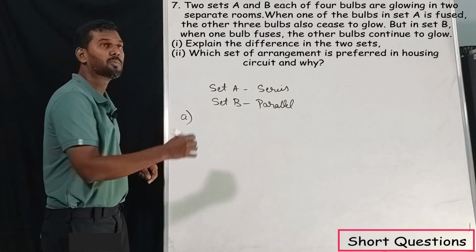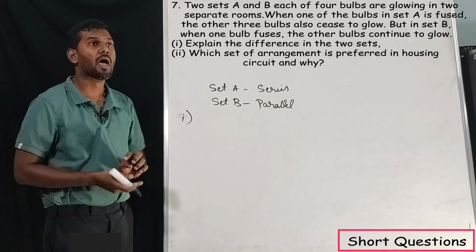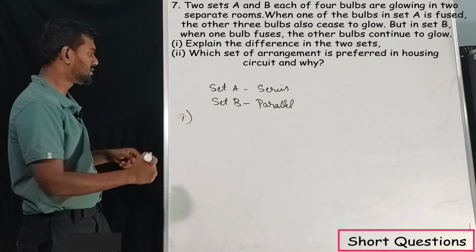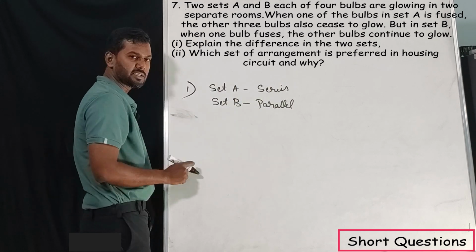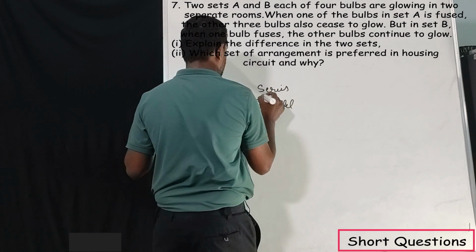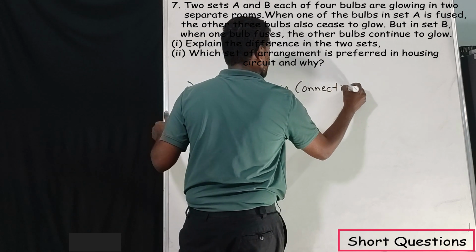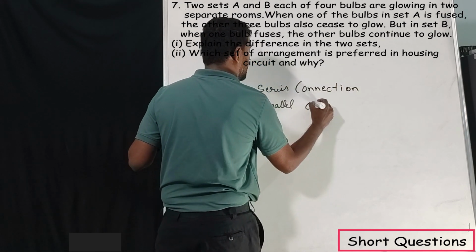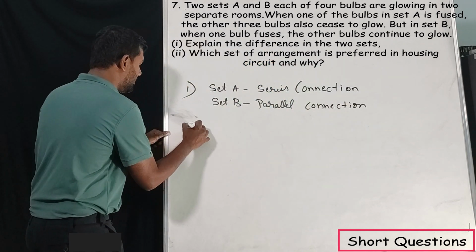Now we'll go for the sub questions. Okay, first one, explain the difference in the 2 sets. That is nothing but this one. Set A is connected in series. Set A, series connection. Set B, parallel connection. So this is the answer for the first one.